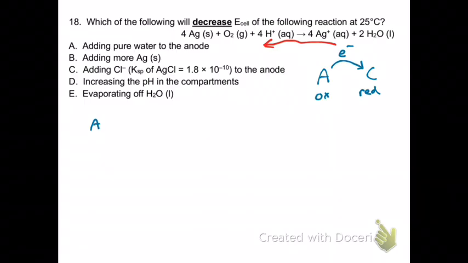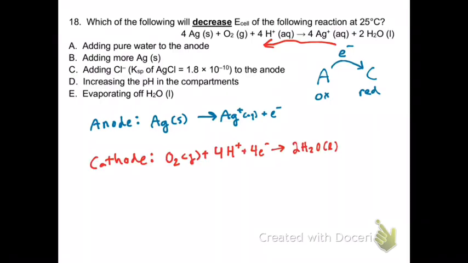So at the anode, we have Ag solid turning into Ag+, and I'm not including the stoichiometric coefficients here. It's not going to change our answer. So each silver is giving up one electron. And then for our cathode, the reaction is going to be the reduction of oxygen, which is pretty favorable. So that reaction is O2 gas plus 4H+ plus 4 electrons yields 2 H2O.